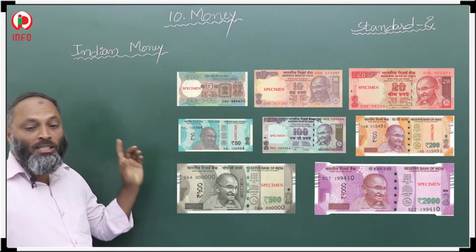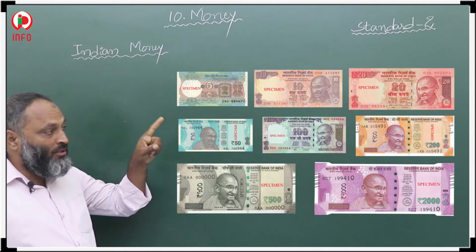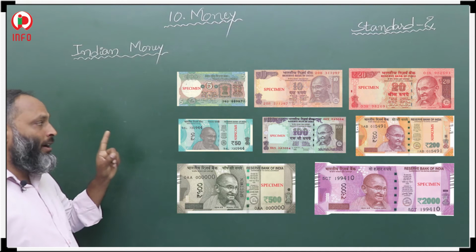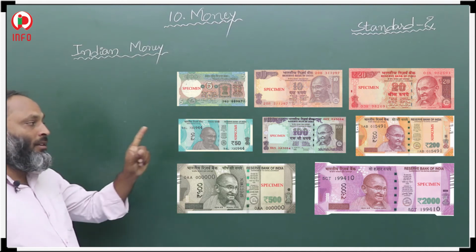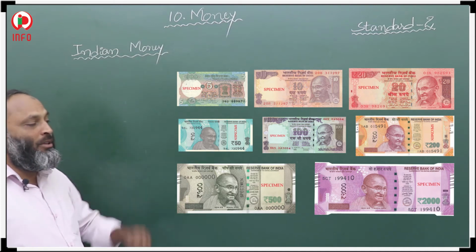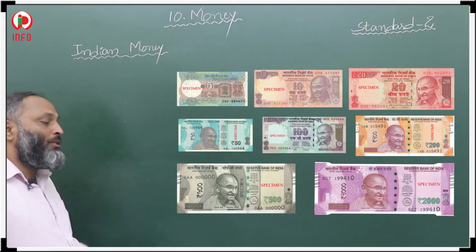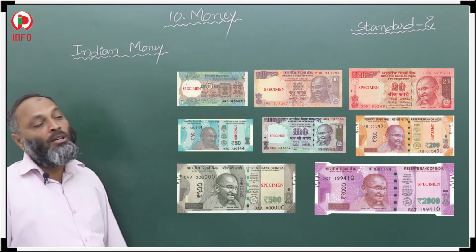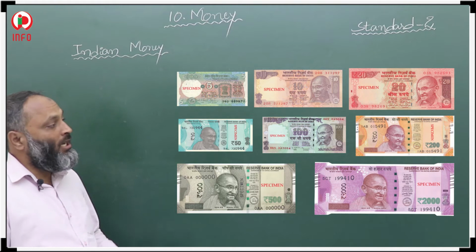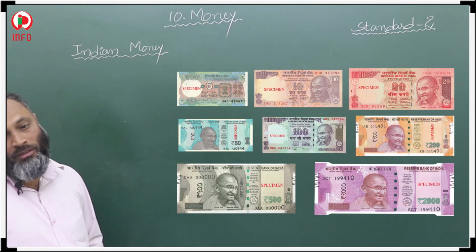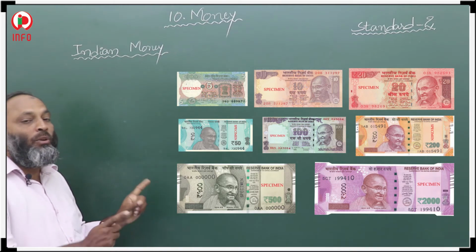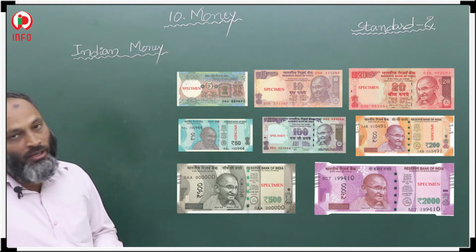That is 5 rupee note and 10 rupee note and 20 rupees note. And after that 50 rupee note, 100 rupee note, 200 rupees note, then 500 rupees note, then 2000 rupees note. These are the Indian currency notes we are using. Indian currency coins and Indian currency notes, what we are using.